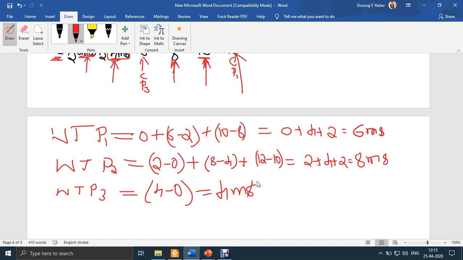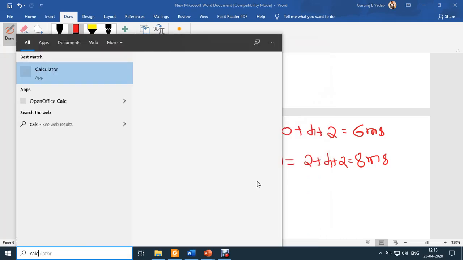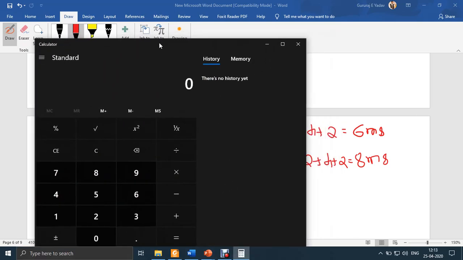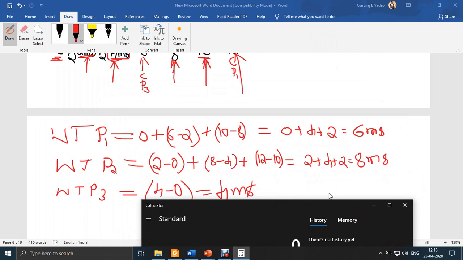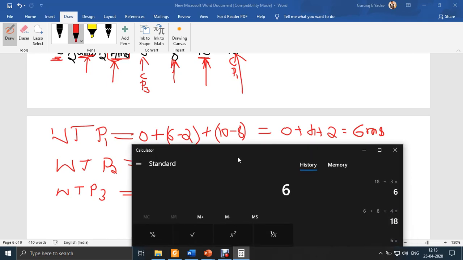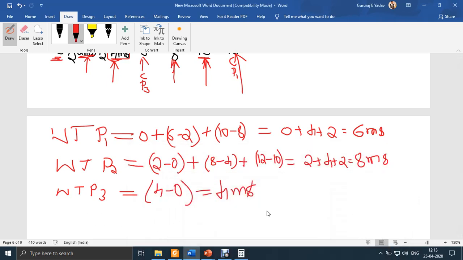Okay. So now I'll use my calculator to find out average waiting time. So what is our average waiting time? So it is 6 plus 8 plus 4. It is 18 divided by 3. So why is it 3? Because there are 3 processes. So average waiting time is 6 milliseconds. So you take the sum of all this, it is 18 by 3 processes, it is 6 milliseconds. Okay, so hope you are getting this.